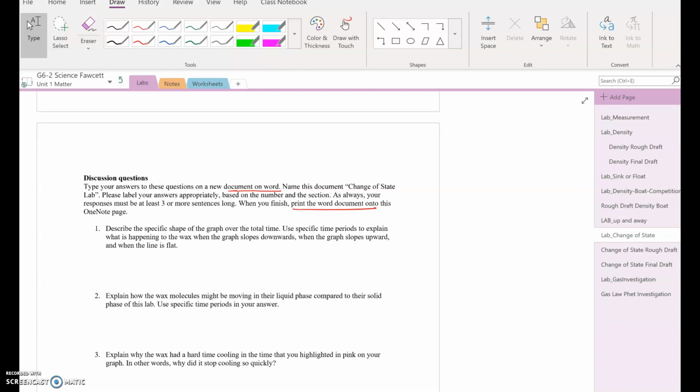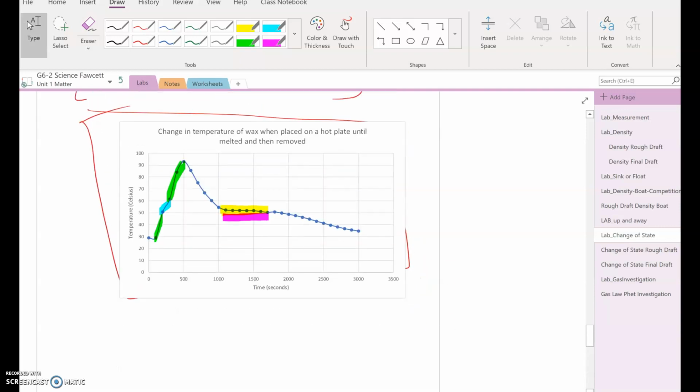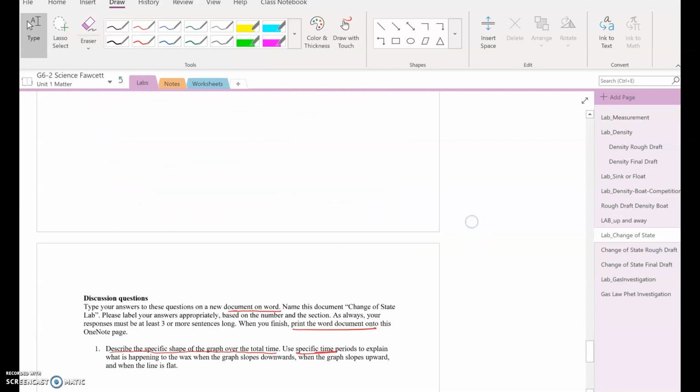So for the first question, you're describing essentially what your data is showing. You're describing the shape of the graph, but the most important thing here is that you're referring to specific data, specific time periods and specific temperatures where that is happening. Your first part would just be a general statement of what's going on in the graph. If we look at the graph, essentially it just goes up, comes back down, and levels off and continues to drop. Just one sentence about the general shape would be a good start.